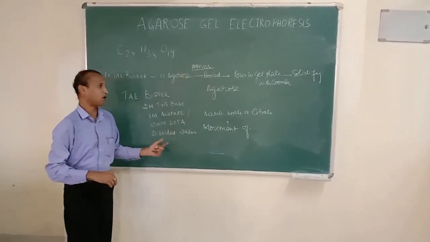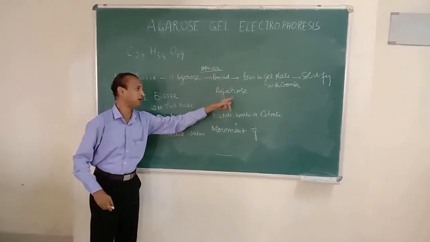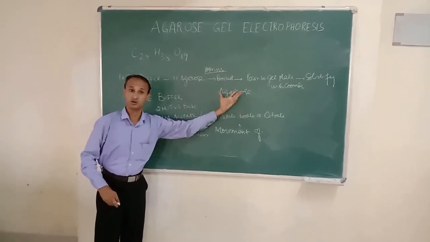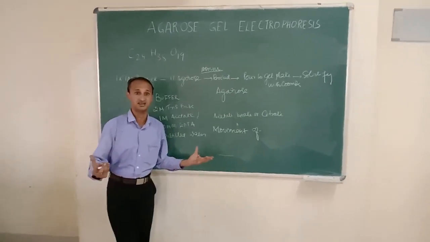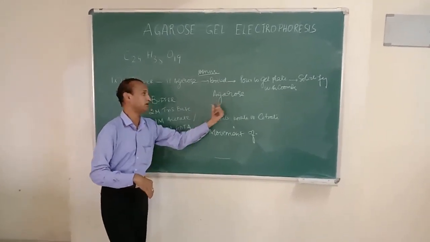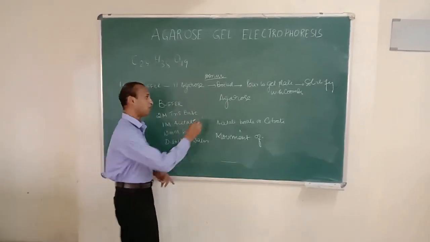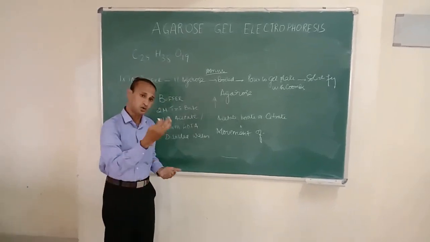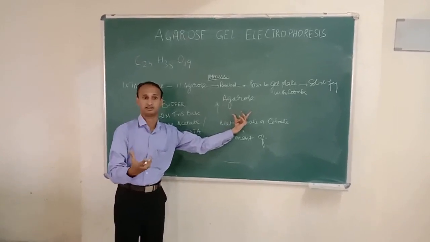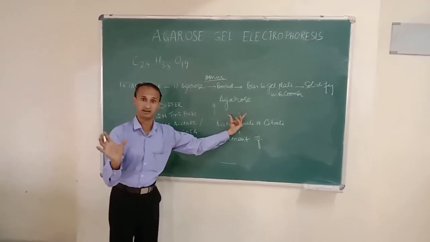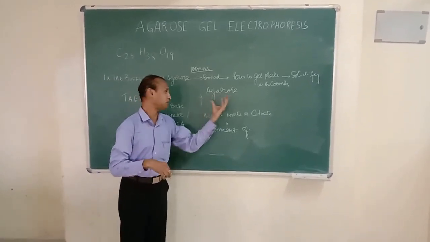The principal compound we use in agarose gel electrophoresis is agarose. It is a purified form of agar. All of us might have used agar in the laboratory for the preparation of different nutrient media, and the more purified form of agar is agarose. It is a polymer. When you boil it, it will be completely dissolved in the water or buffer we are using, and later once you cool it, it will be solidified.